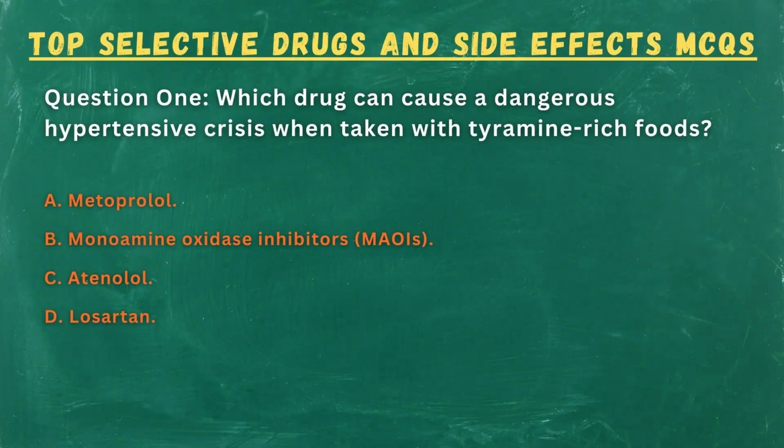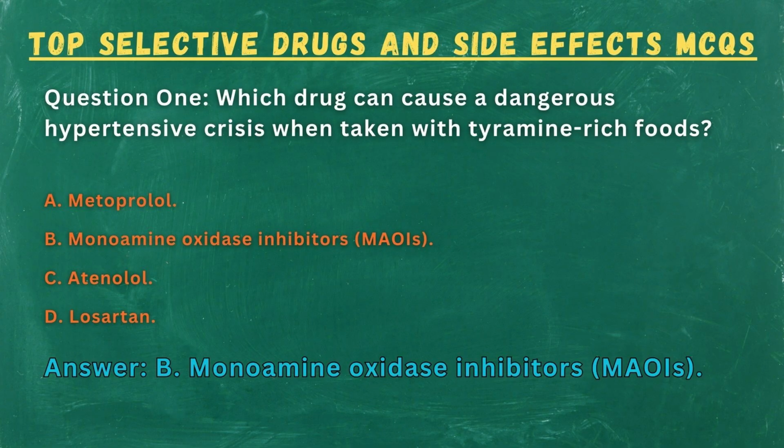Question 1. Which drug can cause a dangerous hypertensive crisis when taken with tyramine-rich foods? A. Metoprolol. B. Monoamine oxidase inhibitors, MAOIs. C. Atenolol. D. Losartan. Answer. B. Monoamine oxidase inhibitors, MAOIs.